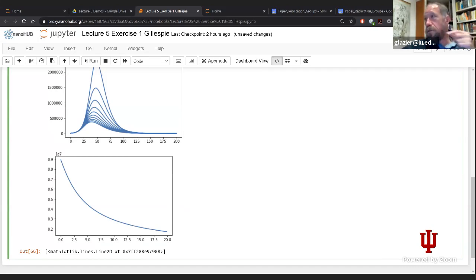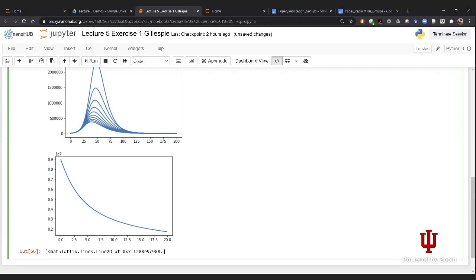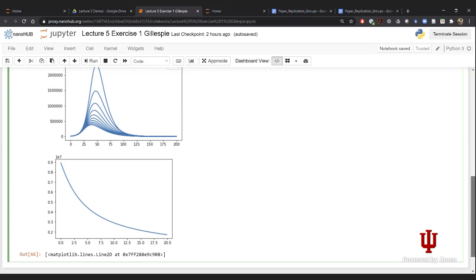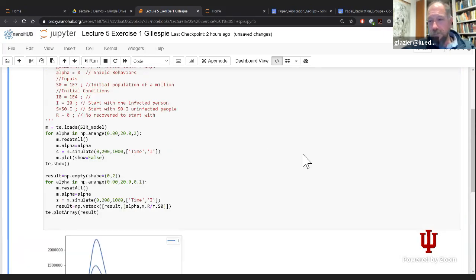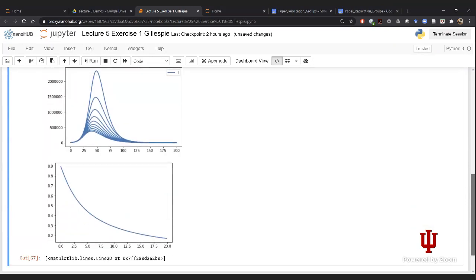I can't see their result. Yeah, they do have a downwards slope like that, exponential decay looking slope. Right. Yes, in that one, I probably do want to normalize by S0. Very similar. It's kind of interesting.